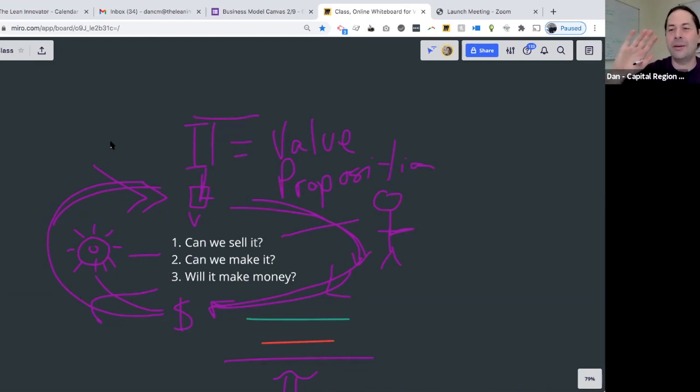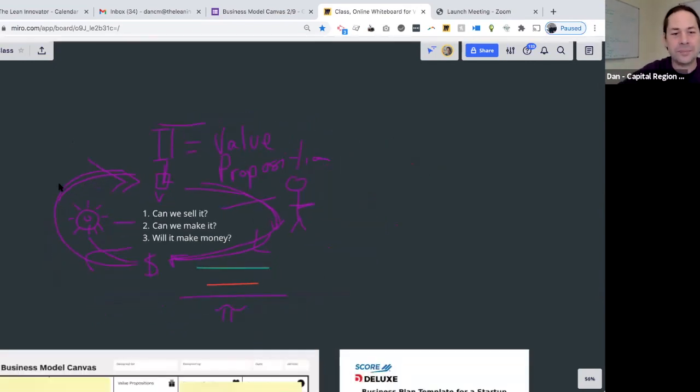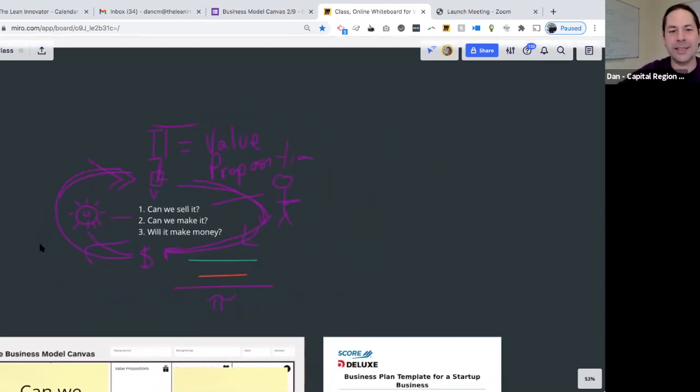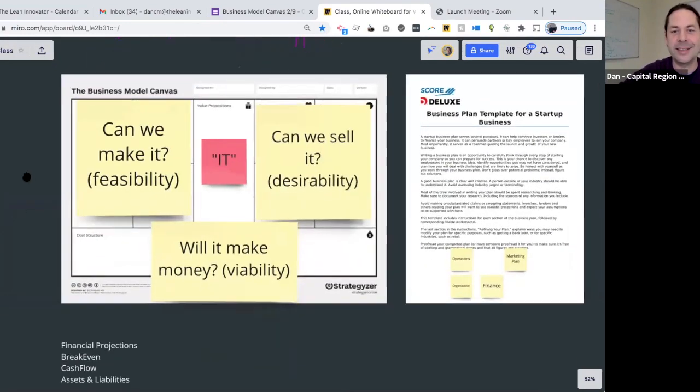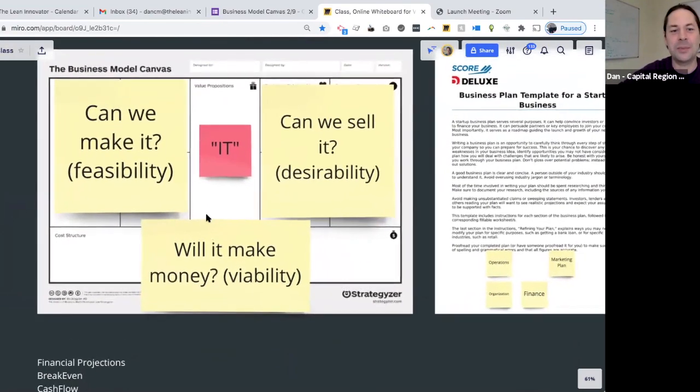It's only failing when you give up completely. And that means giving up on yourself, giving up on your customers and everything like that. So the key is that we're learning. That's the deal, at least for me. Okay, so let's look at how this translates into this thing called the business model canvas. All right, so this is the business model canvas.